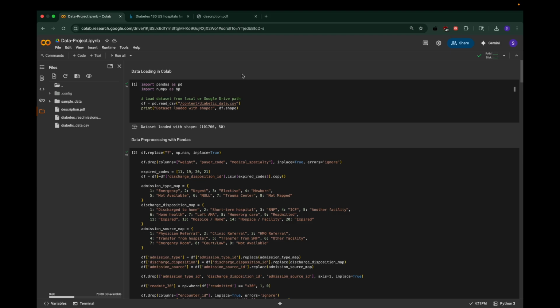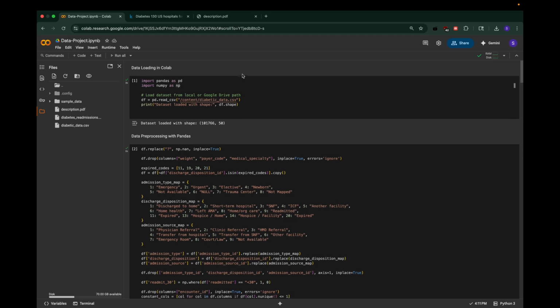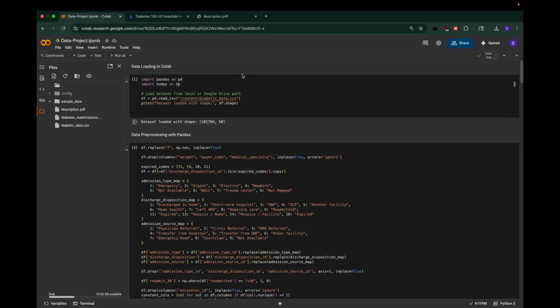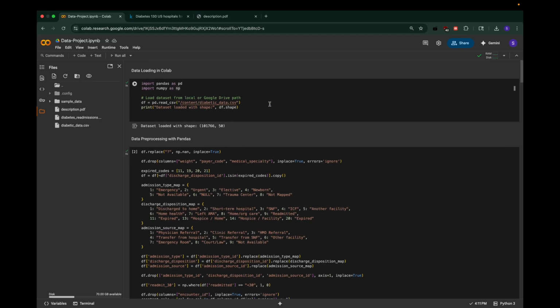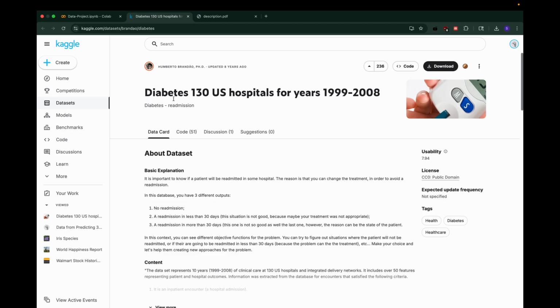Hi, so my project's on the 30-day readmission prediction for diabetes patients. The goal of the project is to predict if a diabetic patient will be readmitted within 30 days of discharge from a hospital, using the Kaggle database called Diabetes 130 U.S. Hospitals for years 1999 to 2008.